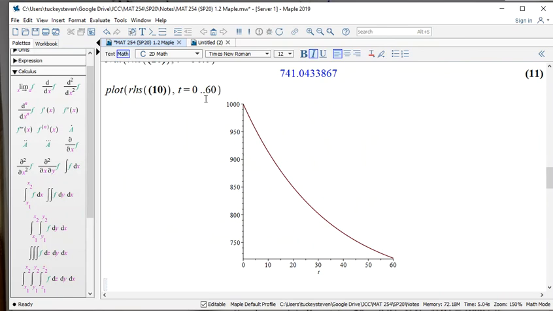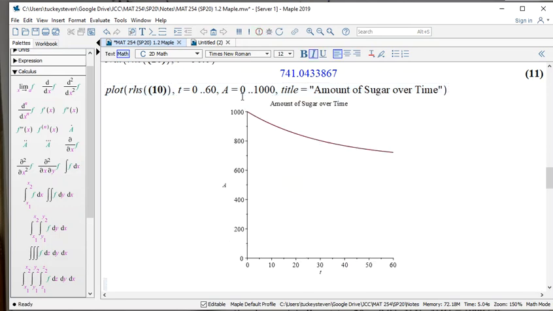The amount of sugar here, and by the way, the vertical axis, we can change, we can make it go A equals, I don't know, 0 to, looks like we need to go up to 1,000, our initial amount. And I'm going to actually add a label. I'm going to call a title of this graph. And for title, you put it in quotes. And so I'll say amount of sugar over time. That's going to be my title of my graph. And so Maple says, sure, no problem.